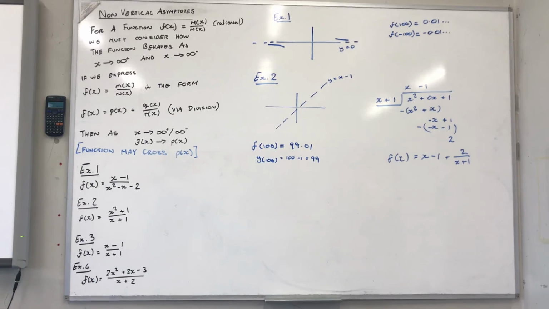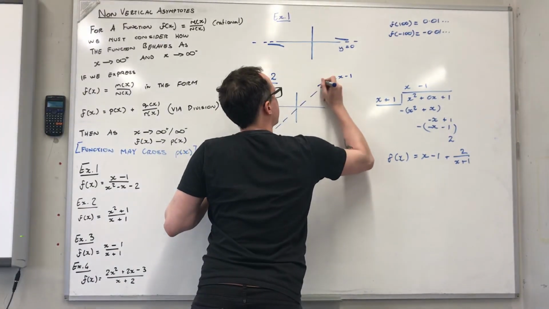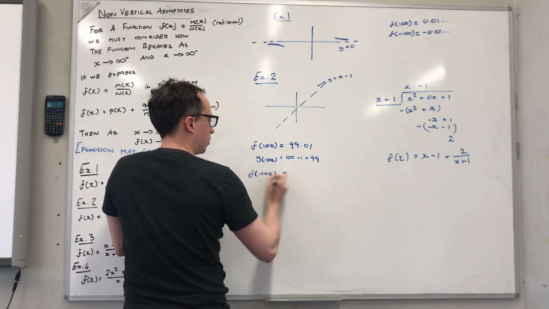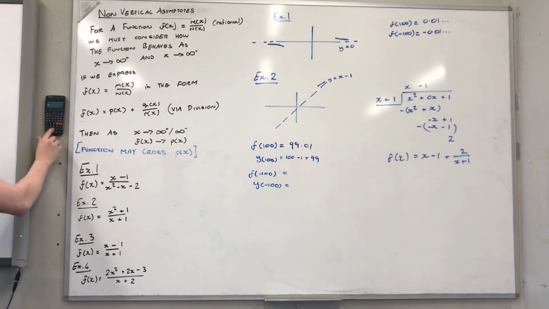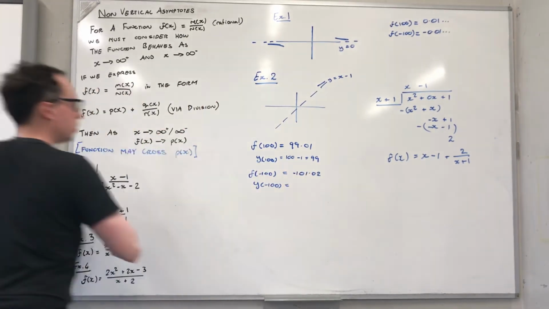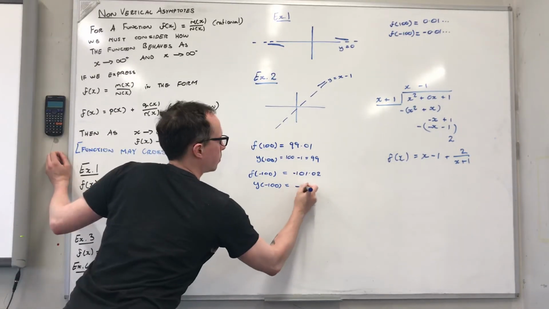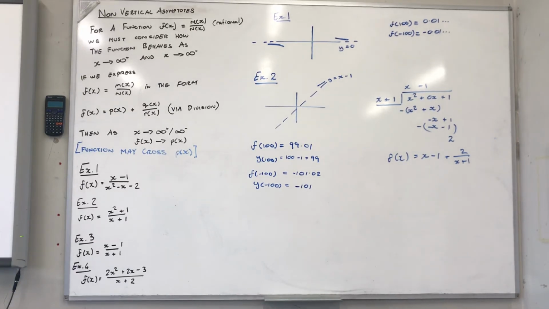So I've substituted 100 into both the original equation and also the asymptote to see how it acts there, because it's a bit more difficult to see when it's a slanted asymptote. At f of 100, it is 99.01, whereas at 100 on the asymptote, it's 99. So the function is ever so slightly above the asymptote. We've got f of negative 100 equals negative 101.02, and y of negative 100 equals negative 101, so the function is ever so slightly below the asymptote.